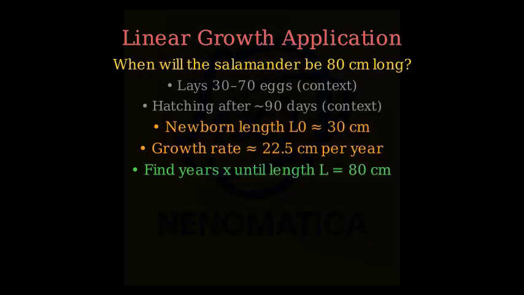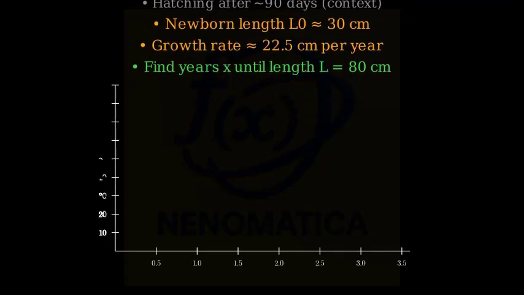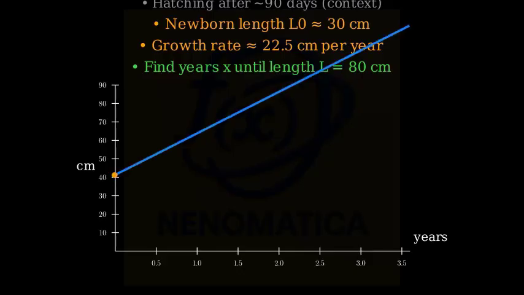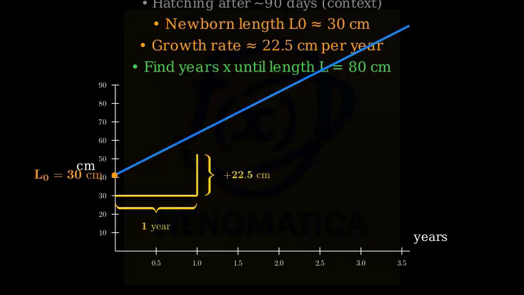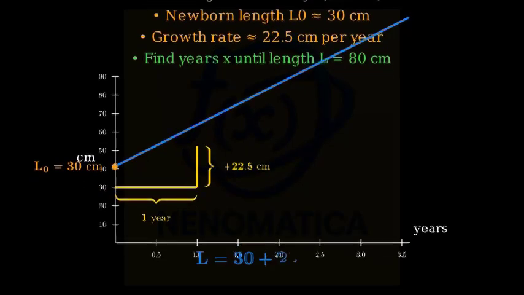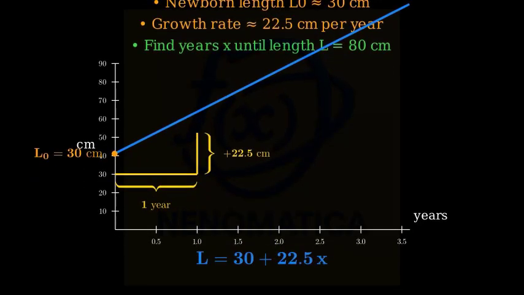Let us visualize the growth. We place years on the horizontal axis and length in centimeters on the vertical axis. The line shows L equals 30 plus 22.5 times x, a straight line because the growth rate is constant. A 1-year step to the right raises the length by 22.5 centimeters. We model the length after x years using a linear equation. L equals 30 plus 22.5 times x.